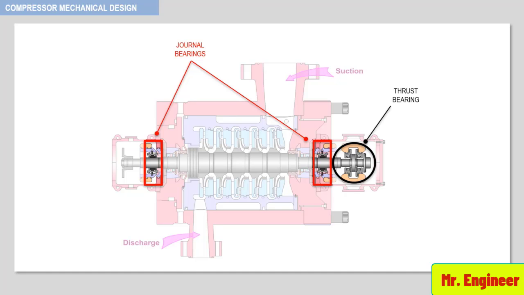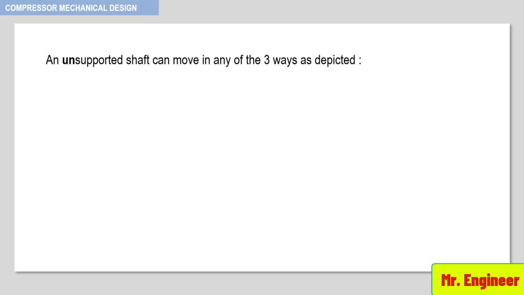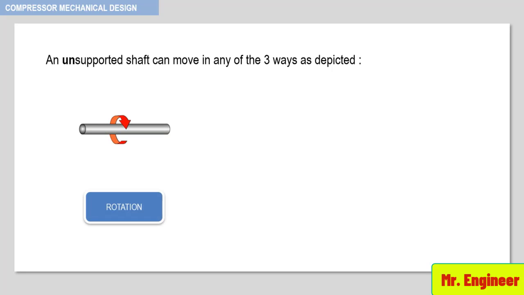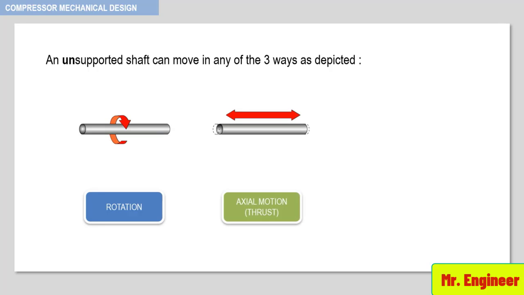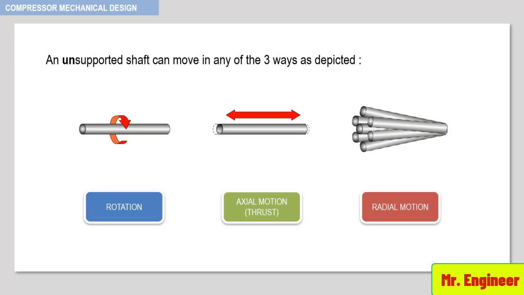Now, an unsupported shaft can move in any of three ways as depicted here: rotation about the axis, movement along the axis, also called axial motion, and rotation off-center, also called radial motion. In a centrifugal compressor or in any other rotating equipment, the shaft must be free to rotate, but should not move in any other way.